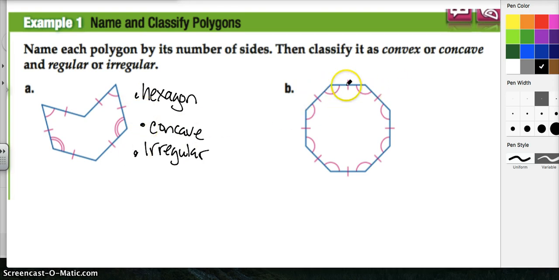So here we see we've got 1, 2, 3, 4, 5, 6, 7, 8, I believe. Let me count again. Yeah, we've got an 8-sided figure, which we know to be an octagon. And we have a figure that we can see does not have any punched in sides, therefore it's convex. And with all of the sides and angles equivalent, we know that it is a regular polygon. It is regular.